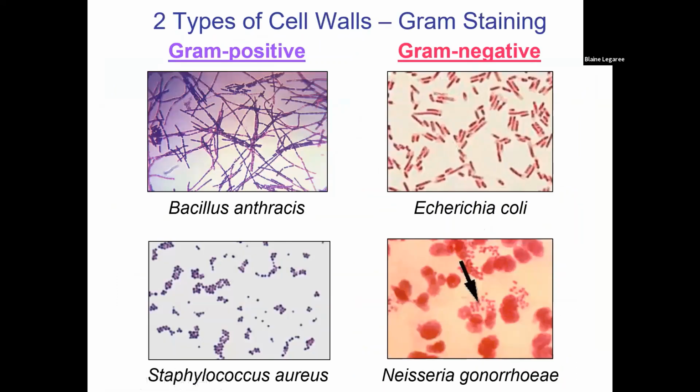So there's some pictures of some gram-positive and some gram-negative cells. We've already talked about Bacillus anthracis. You can see it's there on the left. It's the purple color. And you can see E. coli, we've already talked about as well, is a gram-negative, and it is on the right. So it's staining pink. There's a couple other species there.